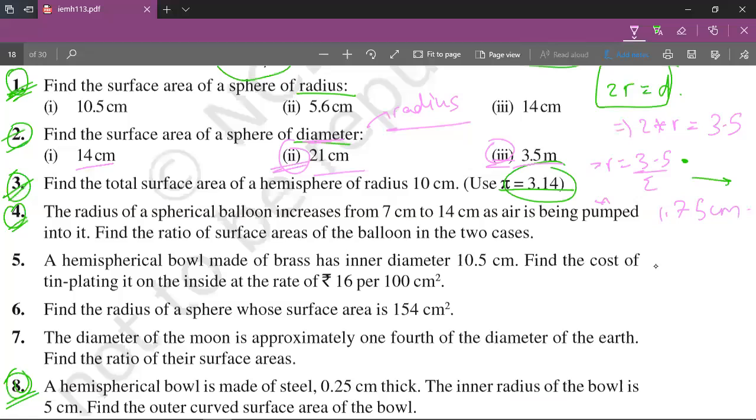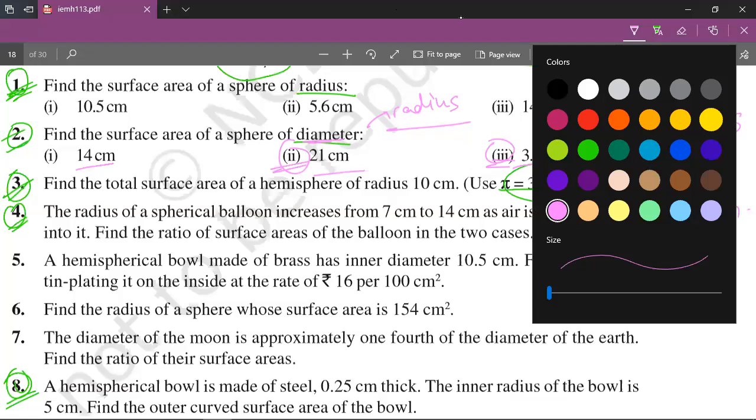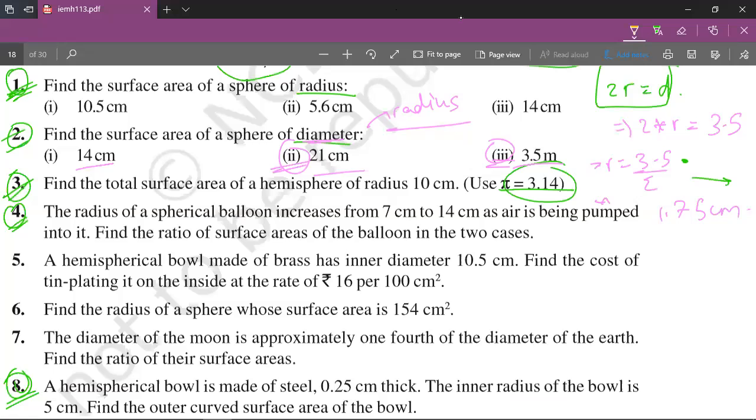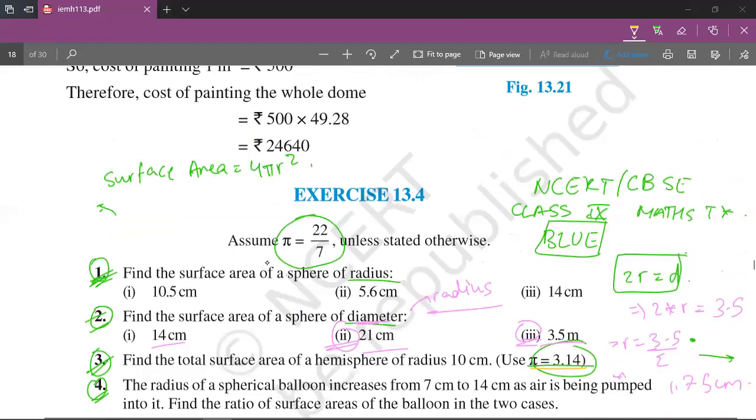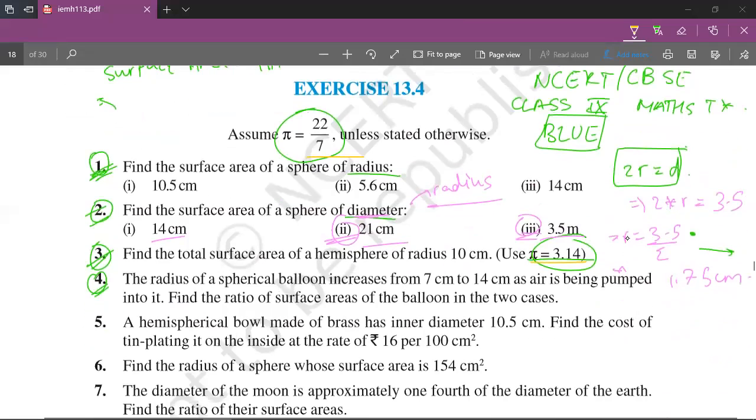question states that find the total surface area of a hemisphere of radius 10 centimeters, use pi is equal to 3.14. So earlier also I have said that in certain questions pi can be different. So use pi is equal to 3.14. So in this question it is assumed that pi is equal to 3.14. Earlier in the question it is assumed that pi is equal to 22 by 7. But here it is 3.14. Okay, so enough of the delay. We'll solve this question.